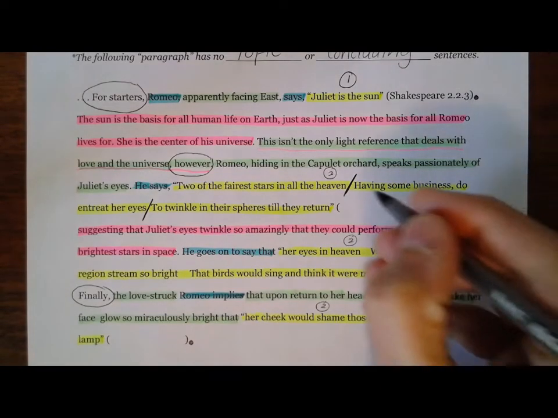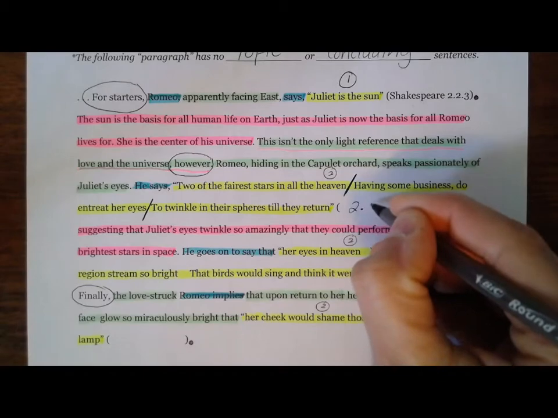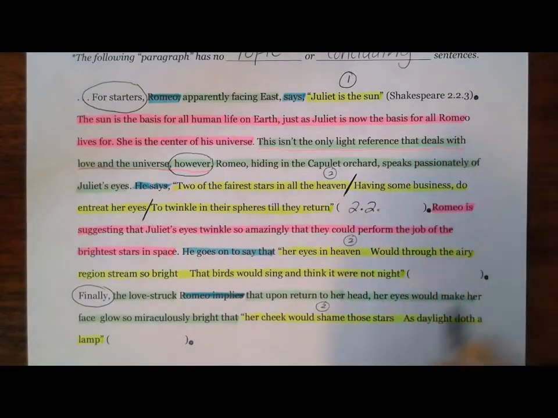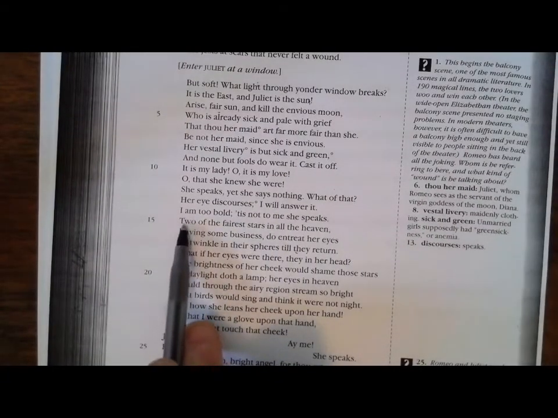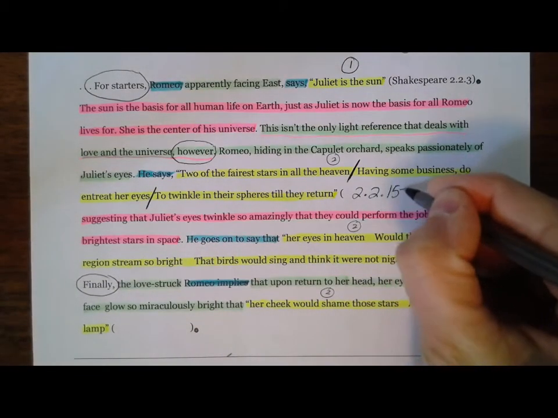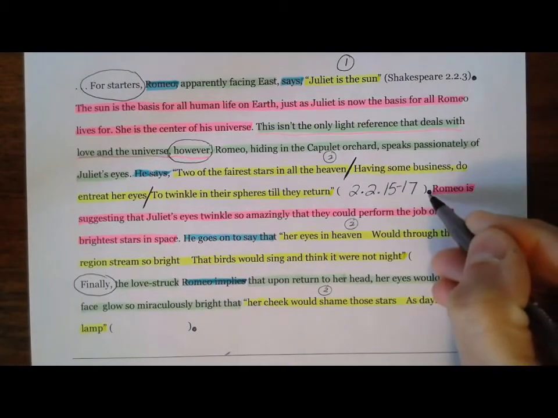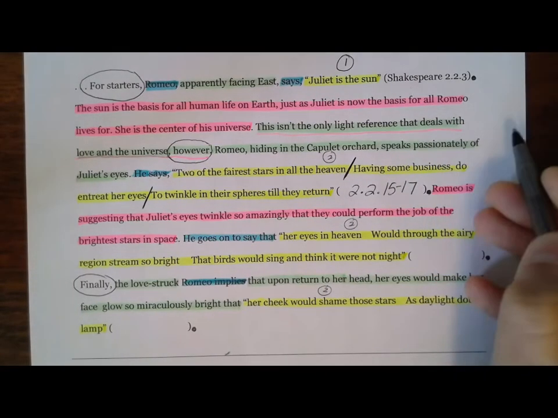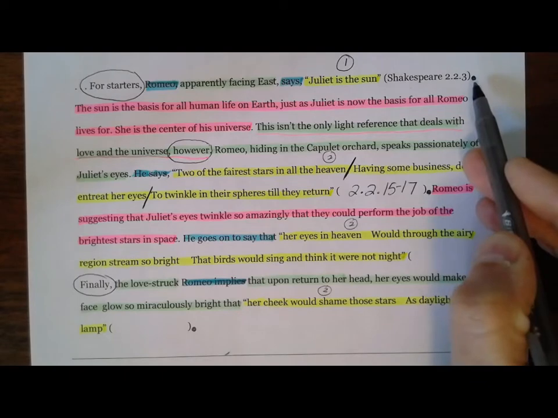It's from the same act, Act 2. Still Scene 2. The only thing that changes here are the line numbers, which are 15, 16, and 17. So 15 through 17. Period on the outside.